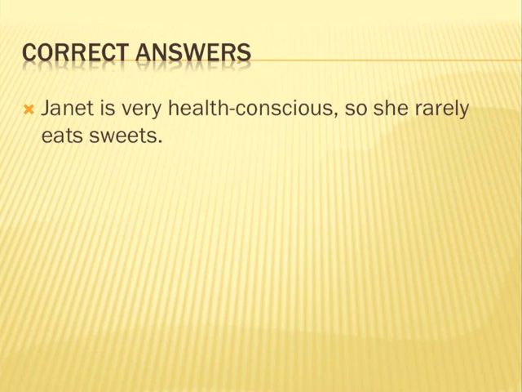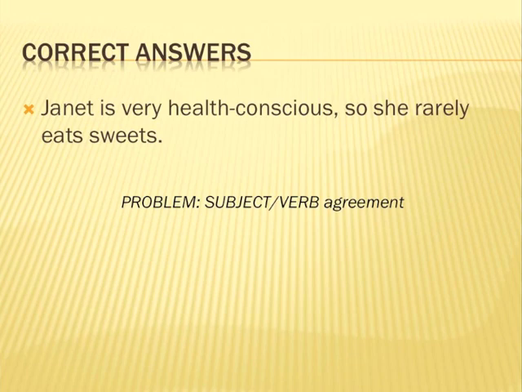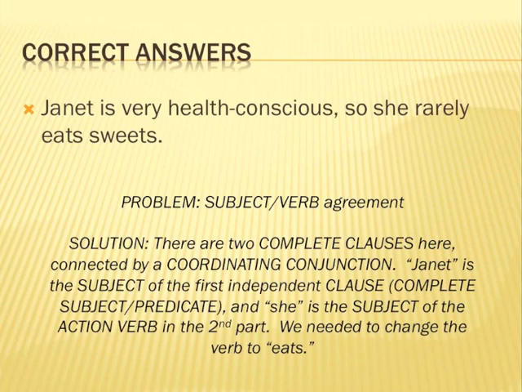Okay, let's look at our third example. In this case, we had a subject-verb agreement problem. If you notice, we have two complete clauses here, and they're connected by that coordinating conjunction, so. Now, she is referring to the word Janet. So Janet is basically the subject of both parts. She, of course, is the pronoun replacing Janet, which meant that the verb that followed needed to be changed to the singular third person. So we needed to change the verb to eats.